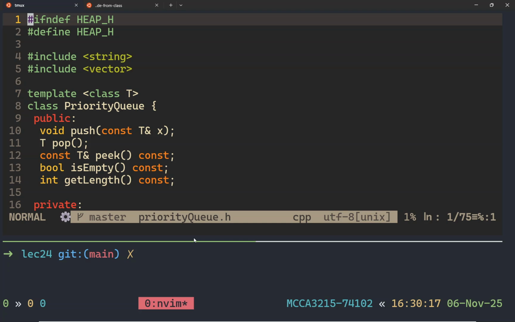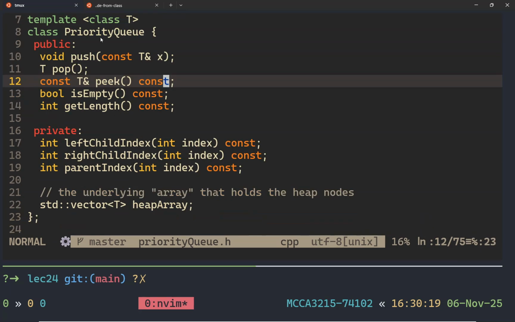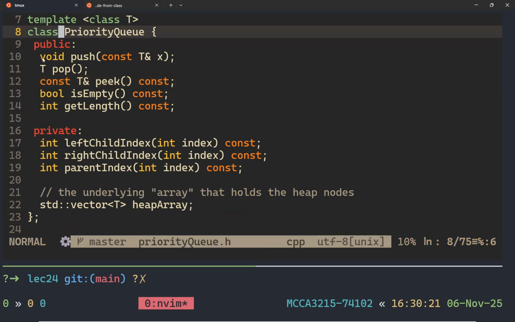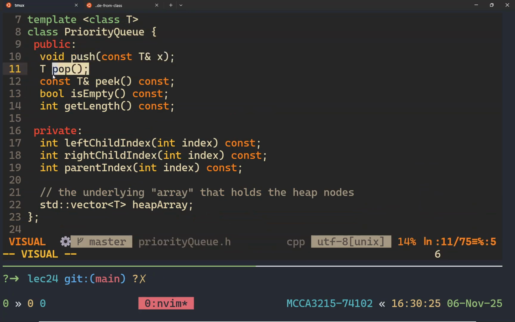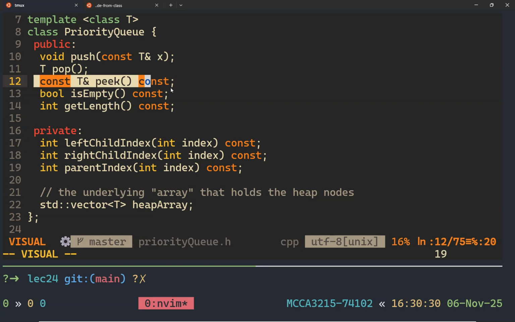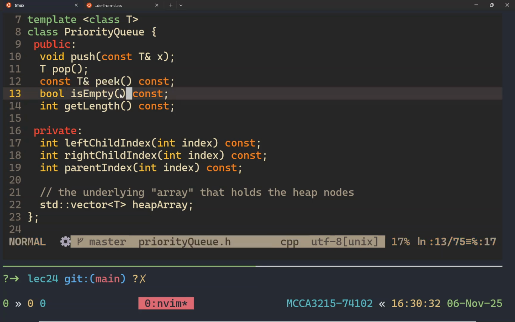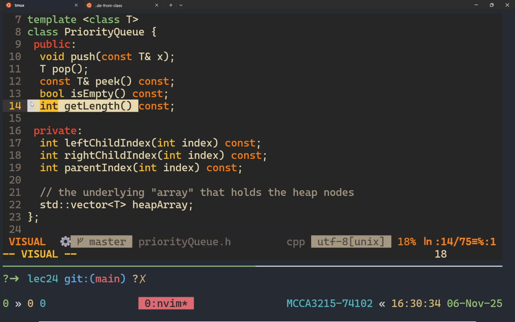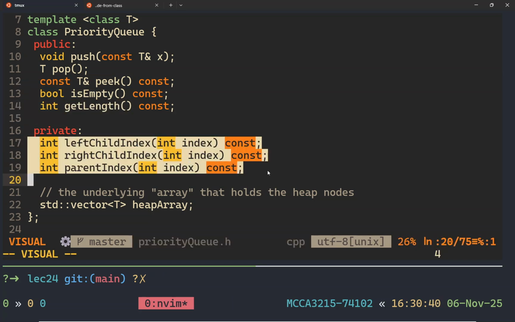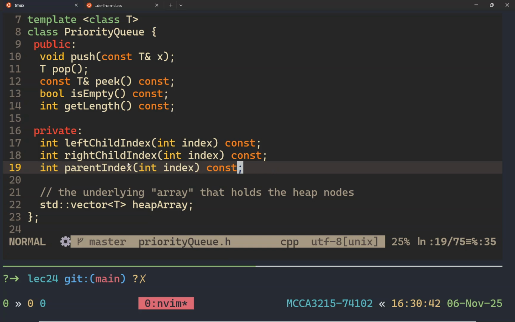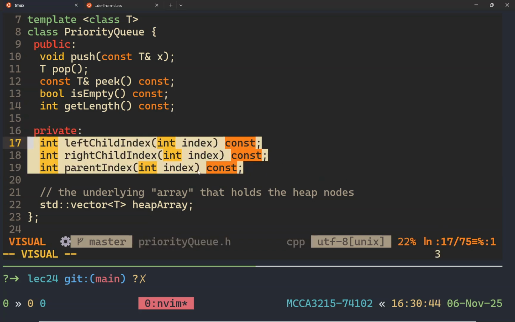It's a templated thing, so you have to do your work in the header file. It's called priority queue. What the user gets to do is push a T, and pop, which in our implementation is going to give back a copy of the thing that just got popped. Peek is going to give you the highest priority thing. Is empty will see if it's empty, and length will give you the number of things in the heap. And then you have some private helper methods that I encourage you to implement and use. You don't have to, but it's probably in your best interest to do so.